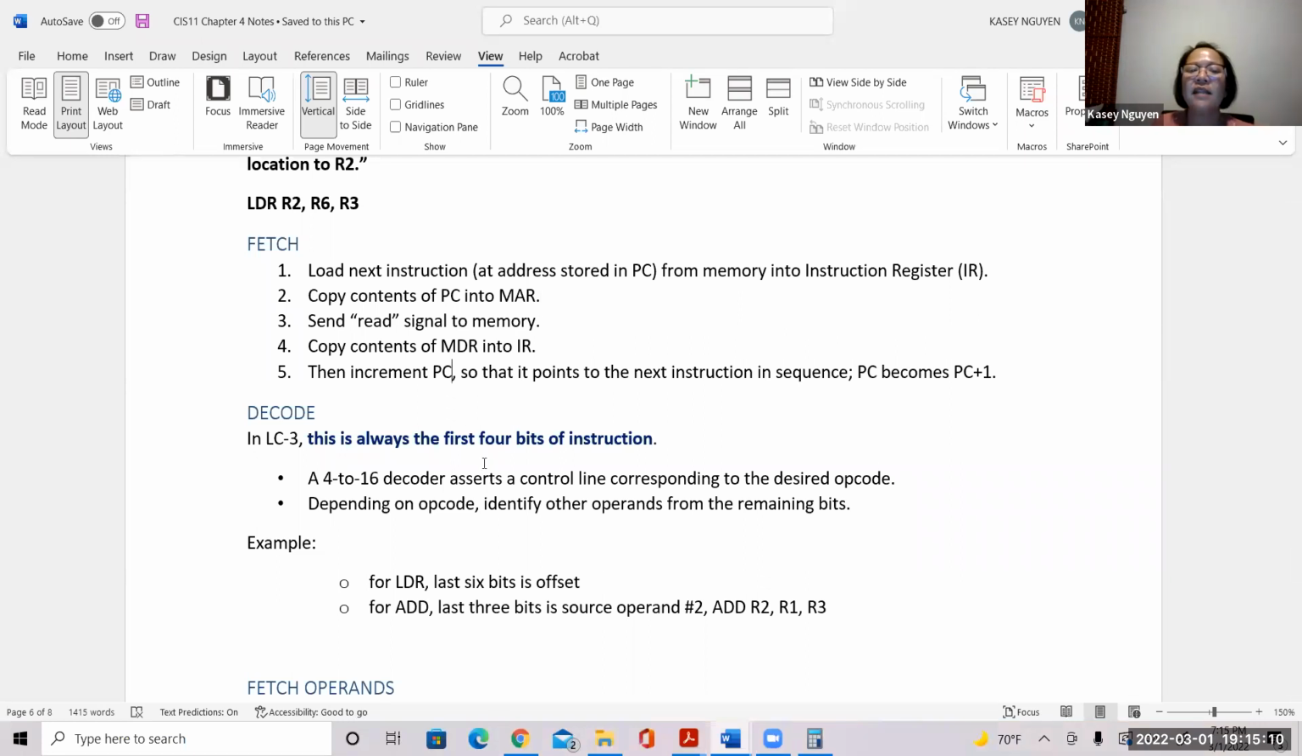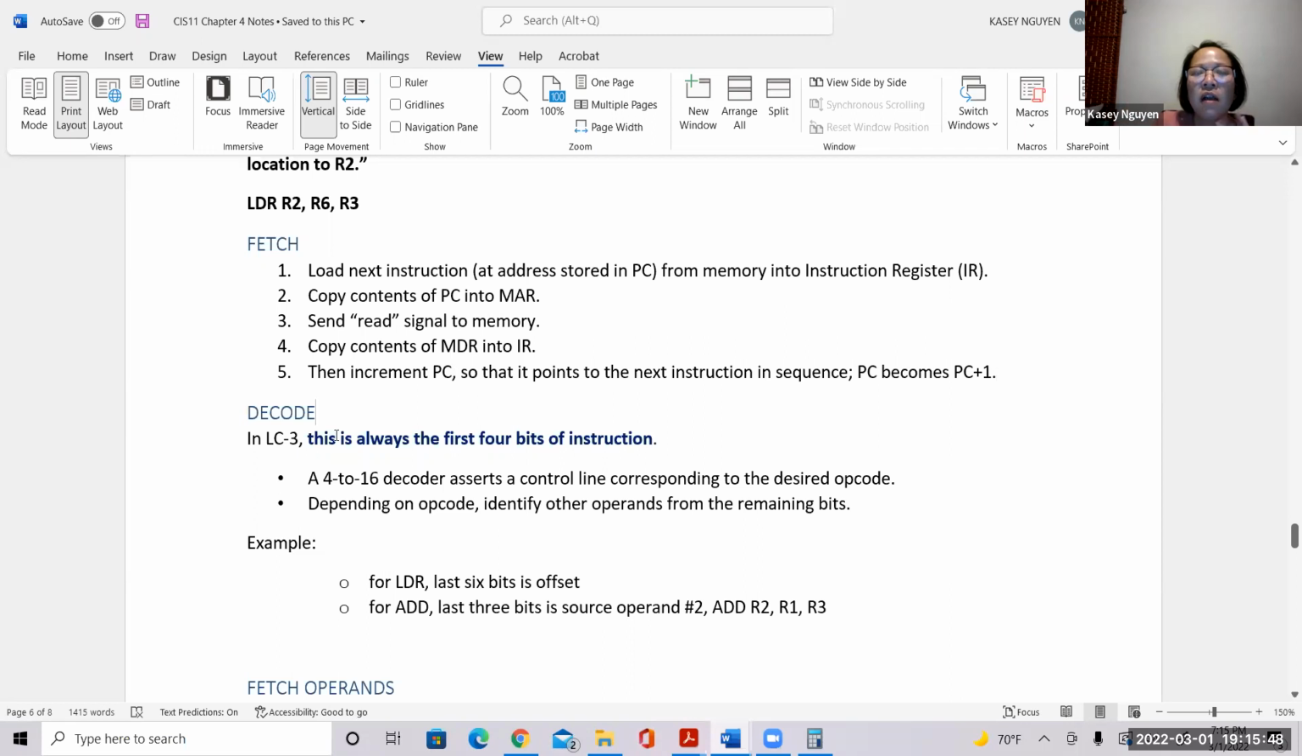Okay, so as it brings into the IR from the PC, it needs to increment by 1. So it needs to do a +1 because now it needs to get ready for the next instruction in the PC. That's going to be queuing the next instruction because it's already bringing in what was in the PC into the IR. So it has to do a PC +1. So after the fetch, it's going to decode.